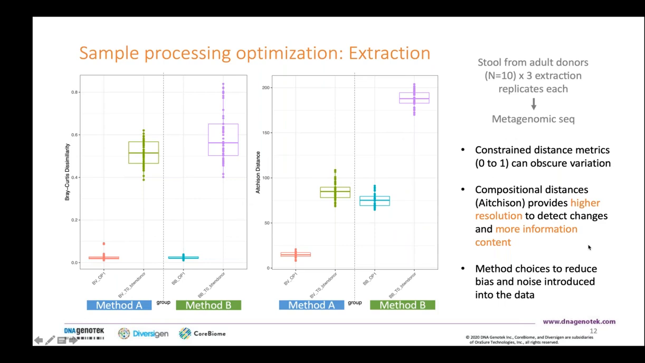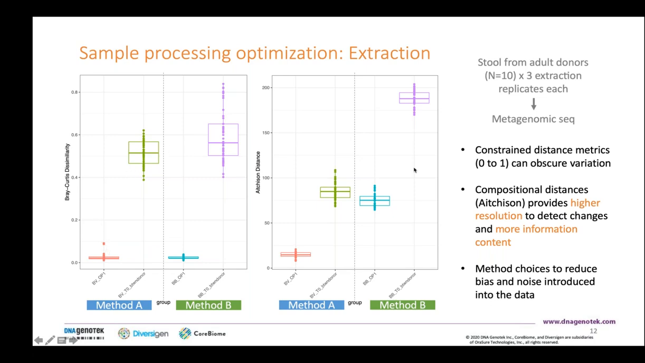So the next example I'm going to draw on is one about the impact of method choice. So, choices that you make upstream in your sample processing that could later impact your data. The data here are stool from healthy adult donors, and every donor had 3 extraction replicates, and they were sequenced with metagenomic shotgun sequencing. So I'm showing 2 broad methods of extraction, and in each case I have the non-compositional on the left, the compositional on the right, and showing the difference between these methodologies in the extraction replicates versus the between donor difference that we expect.